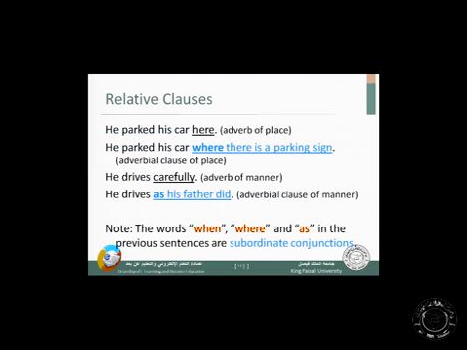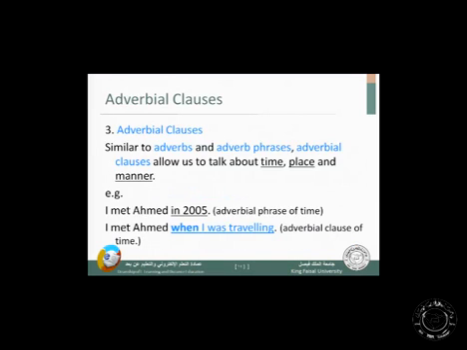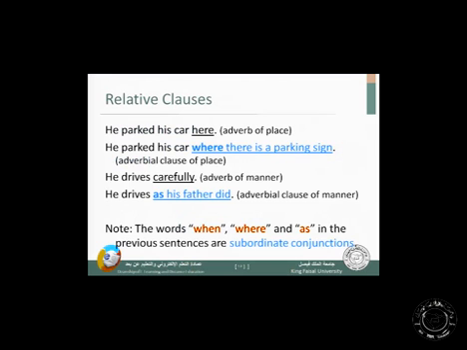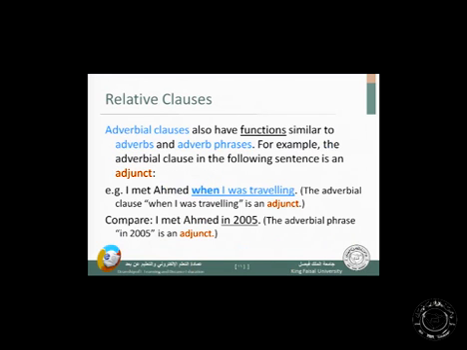Please note that there's a mistake in the title above. Instead of relative clauses, please correct this. These are adverb clauses. I will try to correct it before I give it to you. So adverbial clauses, not relative clauses, as you see here. All right, let's move on to another point.